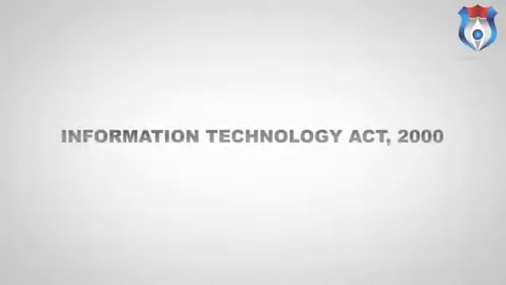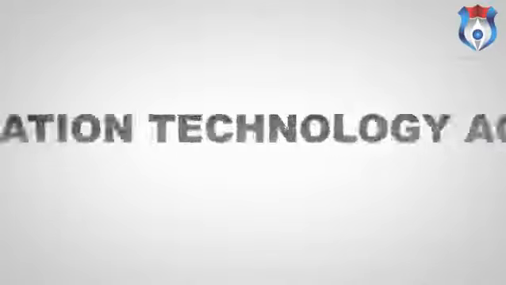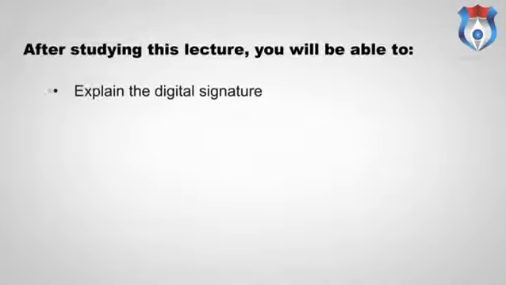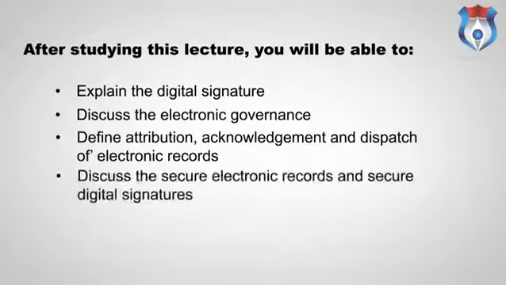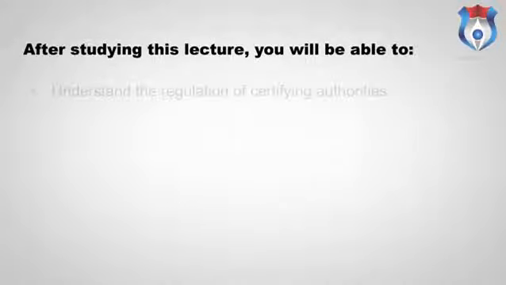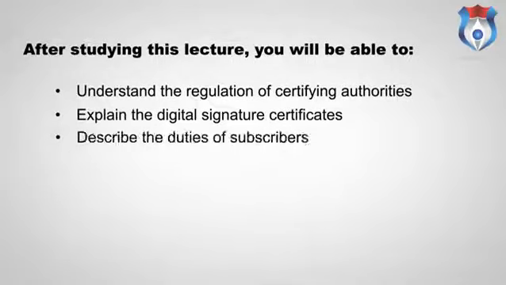Objectives. Hello students, welcome to the lecture on Information Technology Act 2000. After this lecture, you will be able to learn the following objectives. Explain the digital signature, discuss the electronic governance, define attribution, acknowledgement and dispatch of electronic records, discuss the secure electronic records and secure digital signatures, understand the regulations of certifying authorities, explain the digital signature certificates, describe the duties of subscribers.